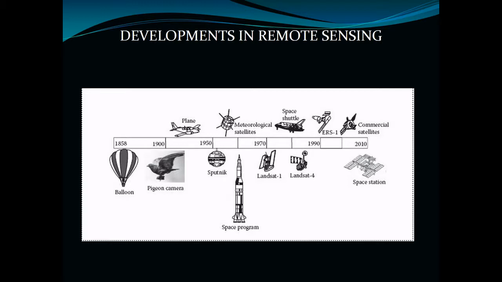India also entered in the 1990s. The IRS 1A satellite was launched in 1989. We have also very good spatial resolution. And now the recent Cartosat satellites have very good spatial resolution for various applications.